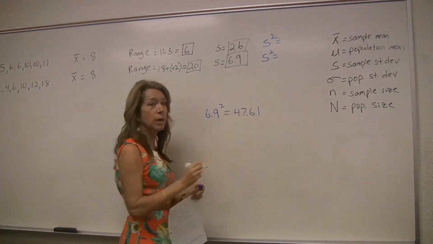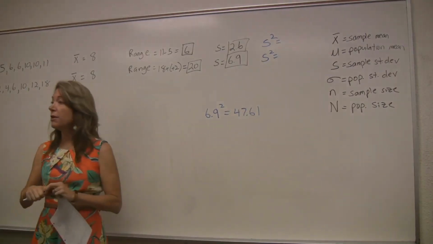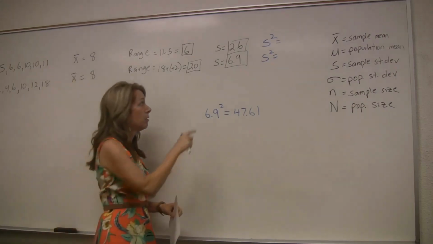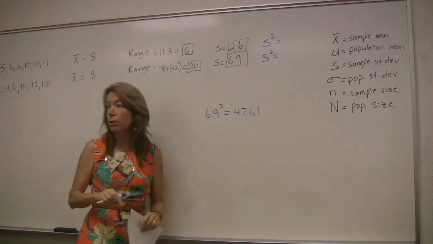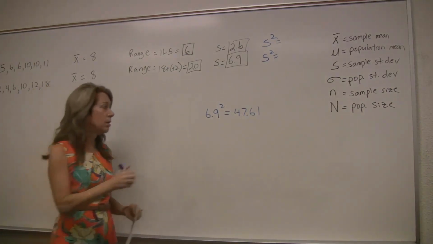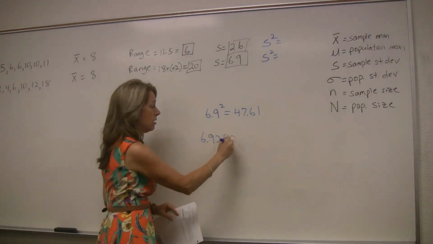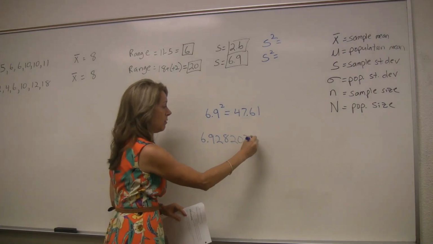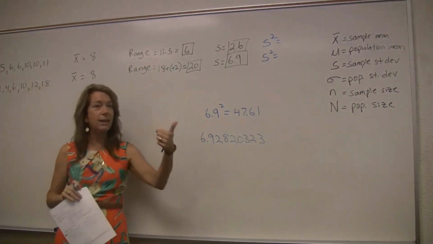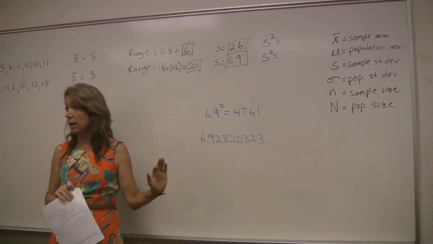47.61? Do we agree with her? Please go back into your 1-bar stats and tell me what the S was before you rounded. What was S for this one before we rounded it off? I just trusted you guys and I wrote it on my calculator. 6.928, give me some more. 20323. 323? Yep. Is that right? So what I just had her do was go back into 1-bar stats and see what the standard deviation was before we rounded it.